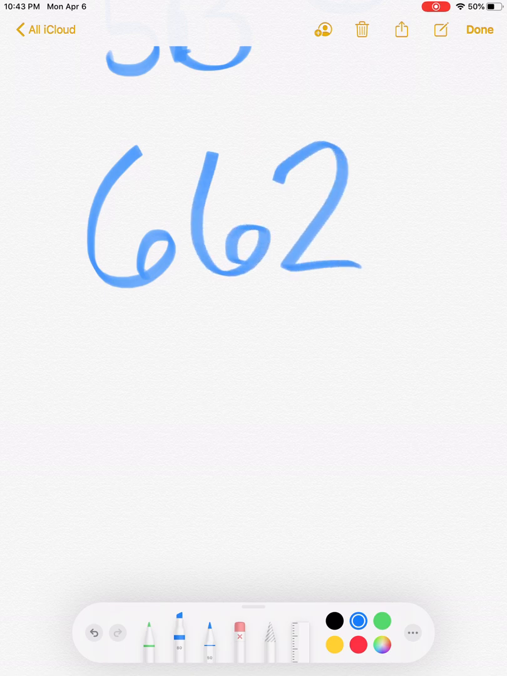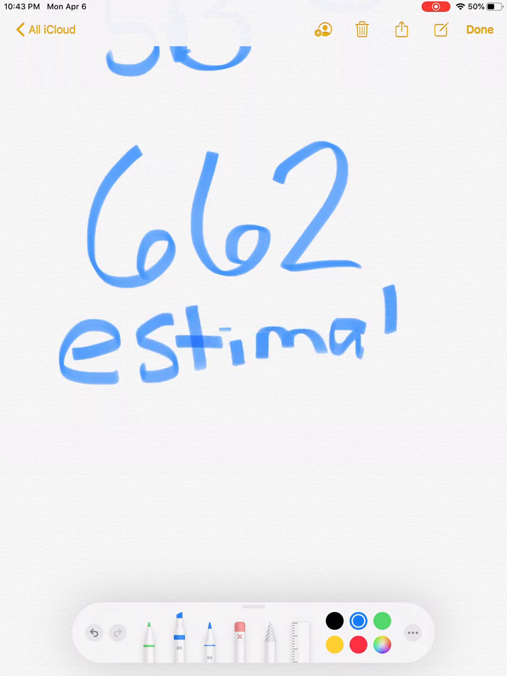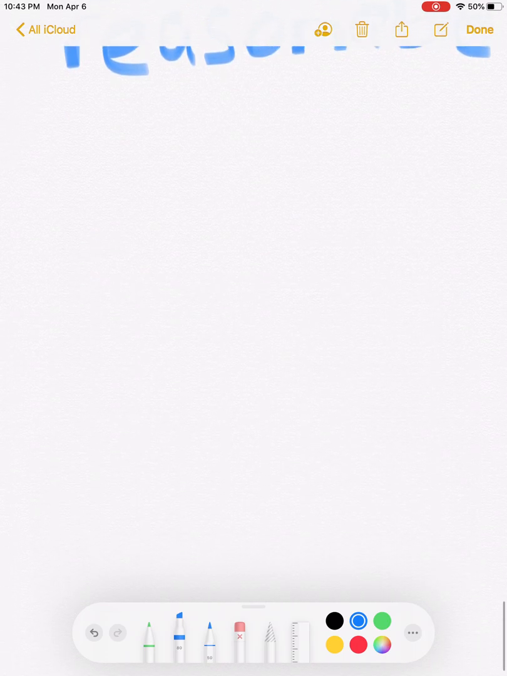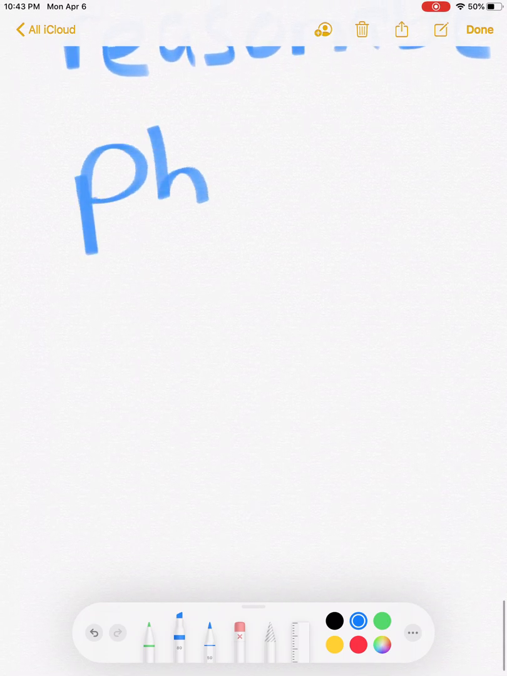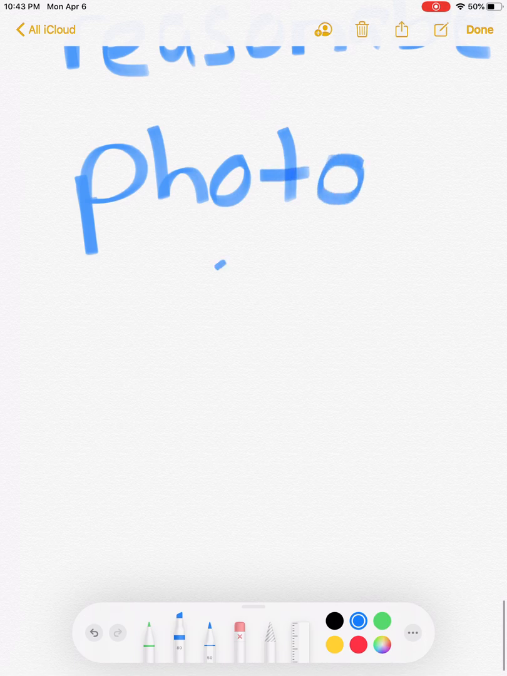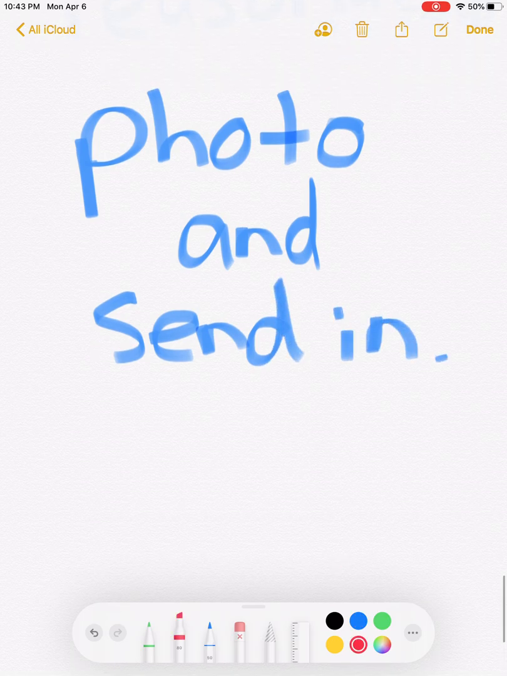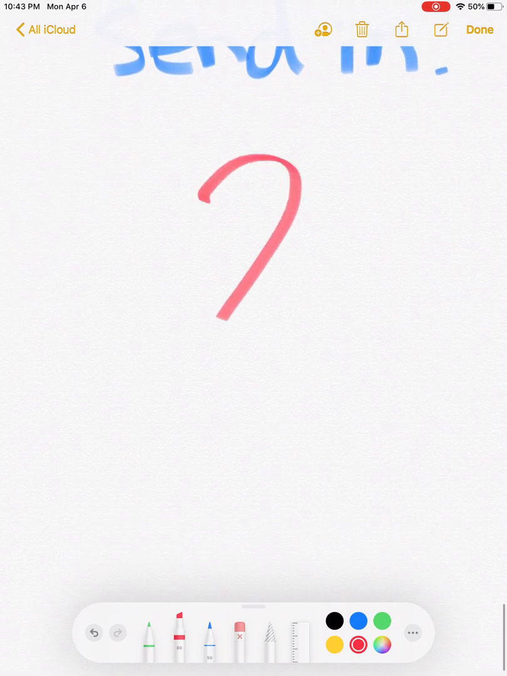You're going to do estimating and find reasonable answers. Be reasonable. You will take a photo of that page and send it in. I want to see your good thinking. I hope this lesson made sense to you.